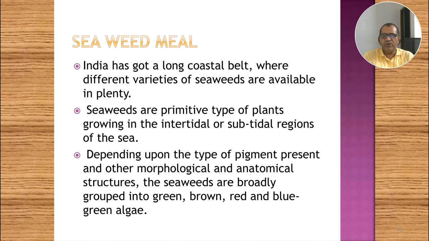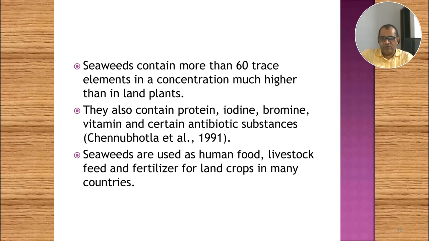Seaweed meal is also another thing because India has got a long coastal belt where different varieties of seaweeds are available in plenty. They are primitive type of plants growing in the intertidal and subtidal regions of the sea. Depending upon the type of pigment present in the morphological and anatomical structures, these seaweeds are broadly grouped into green, brown, red, and blue green algae. So, the seaweeds contain about 60 trace elements. They are rich in protein, iodine, bromine, vitamins, and certain antibiotic substances.